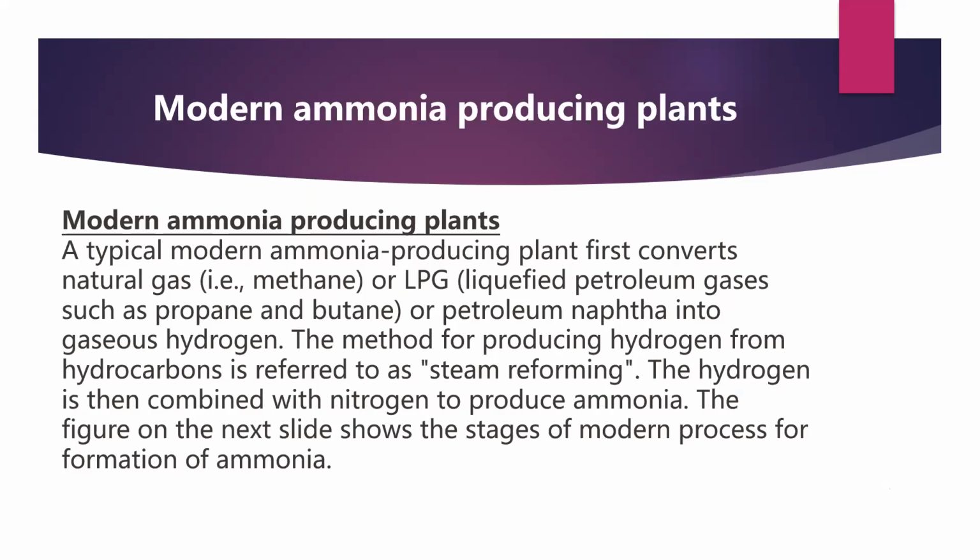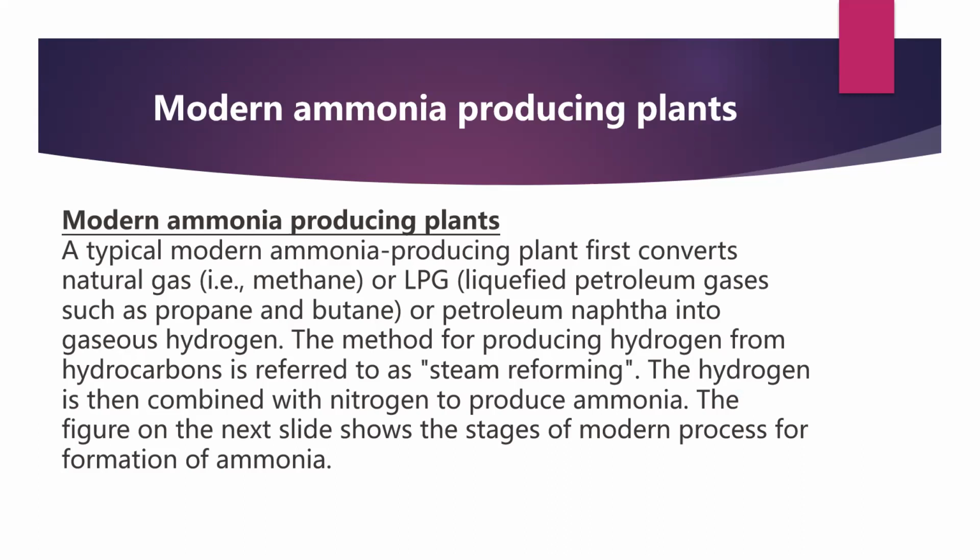Modern ammonia producing plants. A typical modern ammonia producing plant first converts natural gas, for example methane or LPG, liquefied petroleum gases such as propane and butane, or petroleum naphtha into gaseous hydrogen. The method for producing hydrogen from hydrocarbons is referred to as steam reforming. The hydrogen is then combined with nitrogen to produce ammonia.